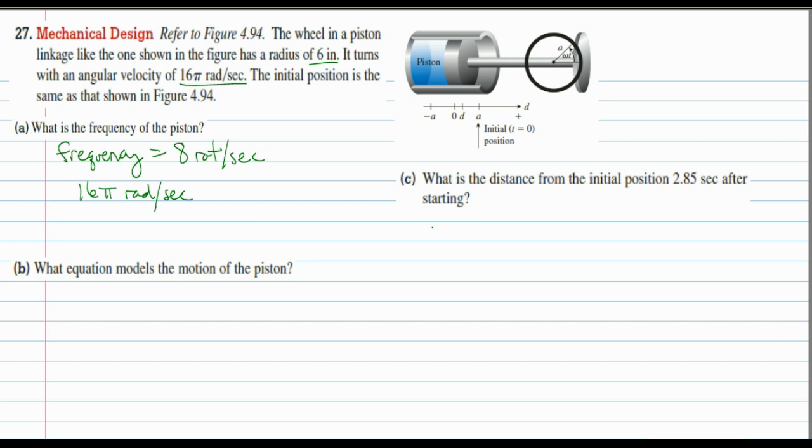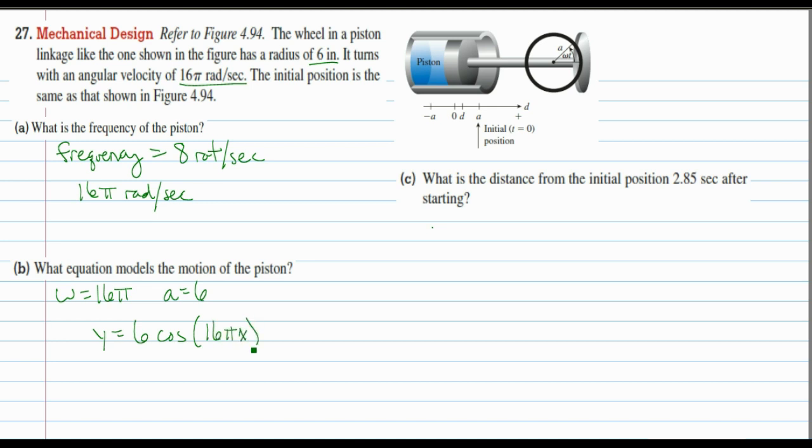What equation models the motion of this piston? Well, we know that W is going to be 16 pi from understanding what W was in the previous example. We know W is the number of radians per second, so that is 16 pi. The radius of this piston is 6, so that's going to be our amplitude of this particular cosine function. And so y equals 6 times the cosine of 16 pi times x.